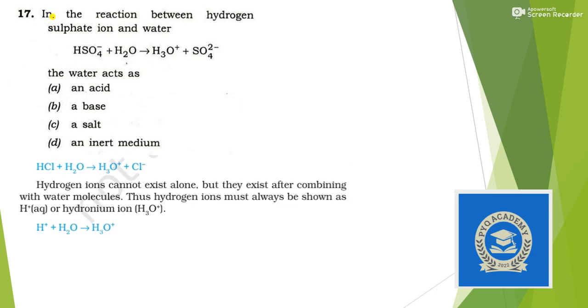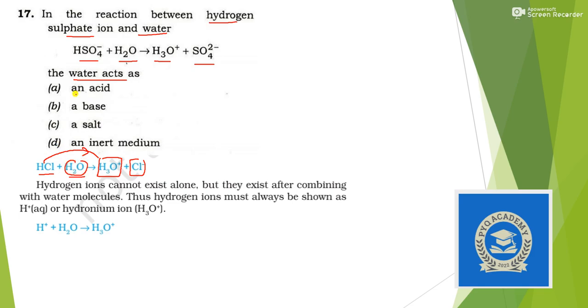Next question. In the reaction between hydrogen sulfate ion and water, HSO4 minus plus H2O becomes H3O plus and SO4 2 minus, the water acts as... Okay, let's take a reference of one reaction given in NCERT. When we react HCl with water, it becomes hydronium ion. So that means an acid releases an H plus ion and a base accepts an H plus ion.